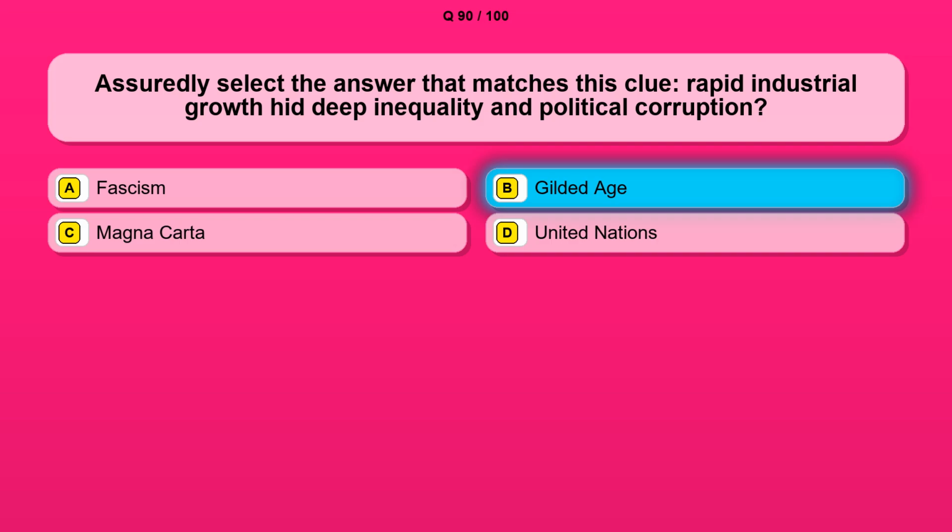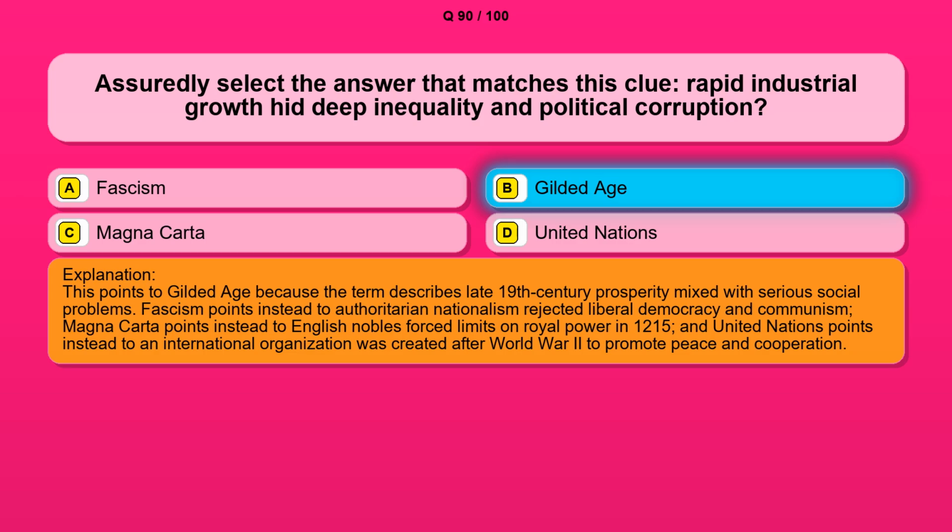The correct answer is option B, Gilded Age. This points to Gilded Age because the term describes late 19th-century prosperity mixed with serious social problems. Fascism points instead to authoritarian nationalism that rejected liberal democracy and communism. Magna Carta points instead to English nobles' forced limits on royal power in 1215, and United Nations points instead to an international organization created after World War II to promote peace and cooperation.